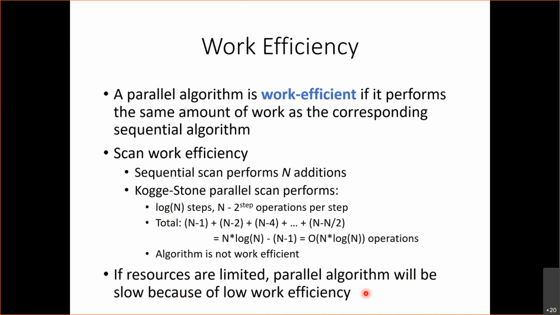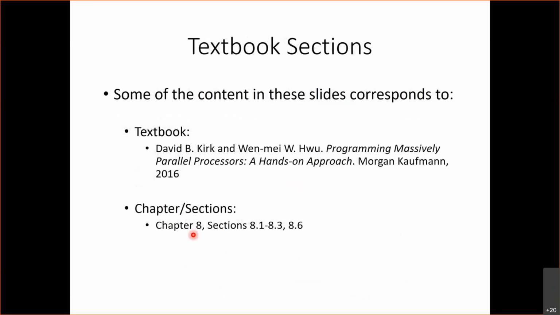Having seen that the Kogge-Stone algorithm has low work efficiency, what we will do next time is look at a different parallel algorithm for scan that has better work efficiency, and we're going to compare the performance of these two algorithms. If you'd like to read more about what we talked about today, you can refer to chapter 8 of the textbook, which also talks about the work efficient implementation that we will be covering next time. Any final questions about today's material?